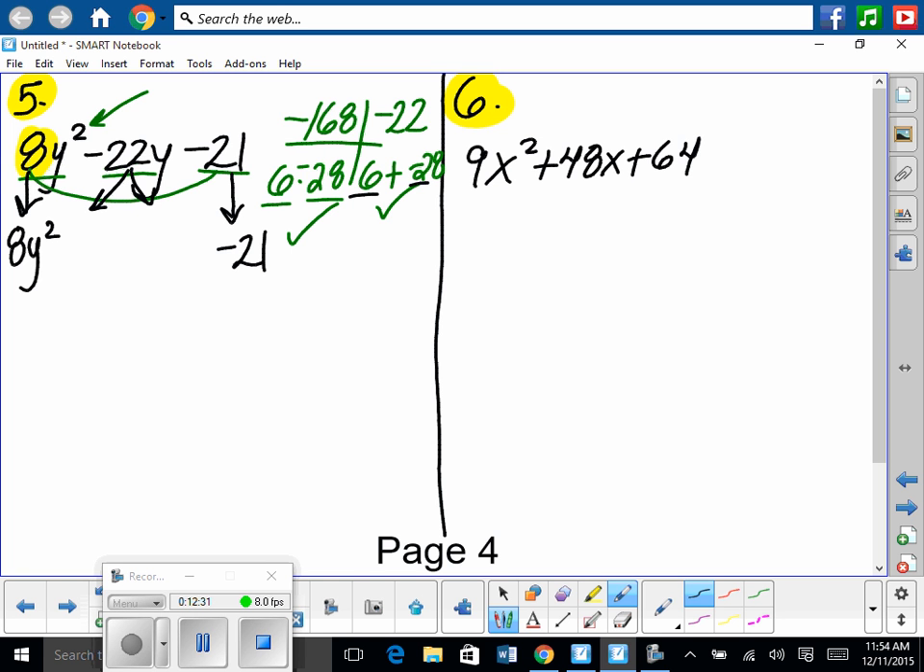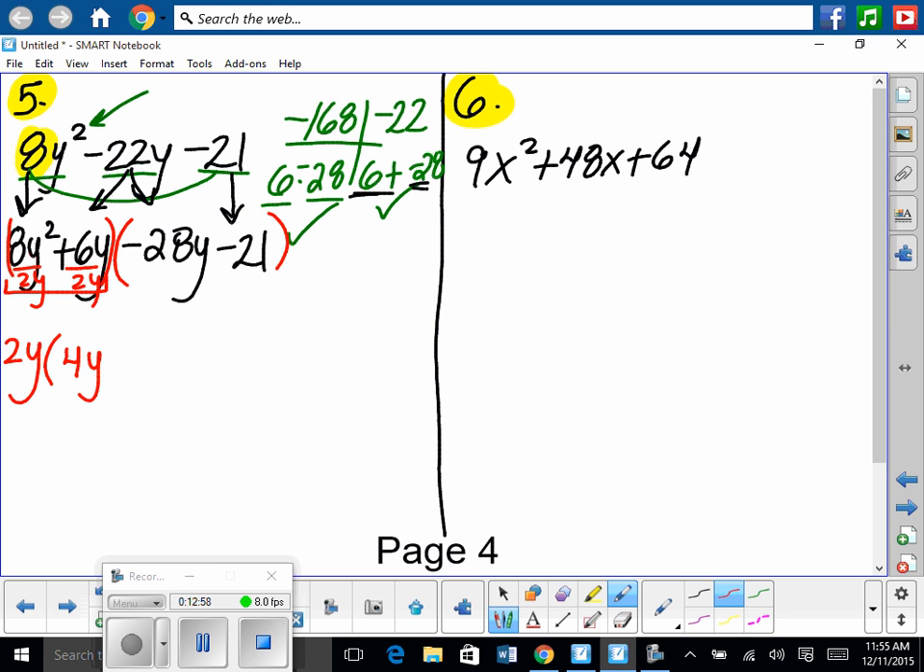So I'm going to just put, order doesn't matter, but I'm just going to randomly go with, I'm going to put the 6 first, so it was positive 6 y's, and then negative 28 y's. And then we put parentheses around the first two, around the second two, pull out the greatest common factor in each group. So I'm going to pull out a 2 and a y, divide each thing by what you pulled out. So left is 4y plus 3.